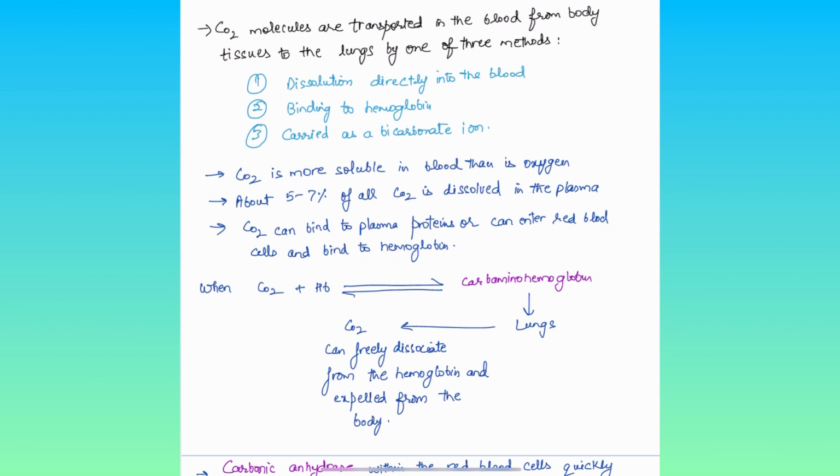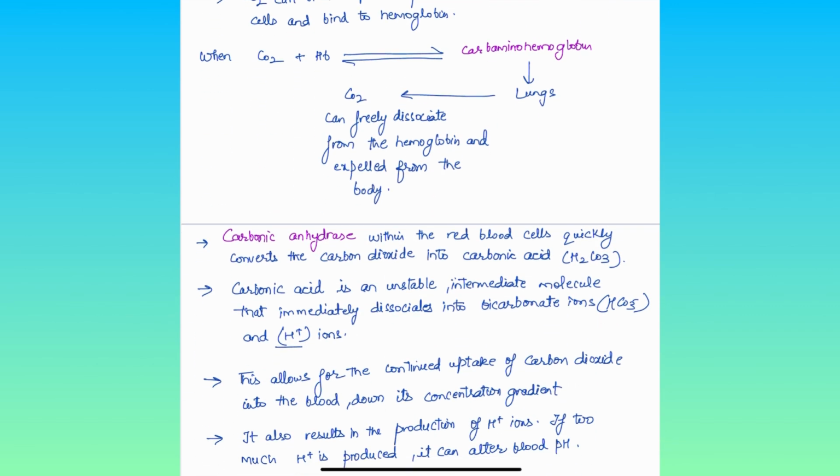Now when carbon dioxide interacts with hemoglobin, it forms carbaminohemoglobin, which goes to the lung, and here carbon dioxide can freely dissociate from the hemoglobin and be expelled from the body.